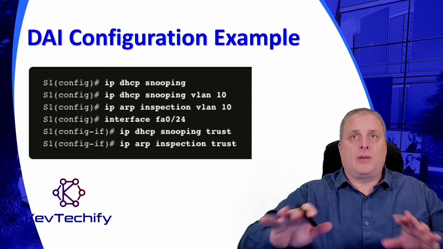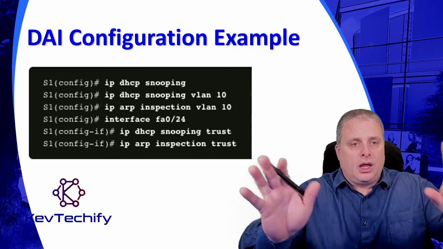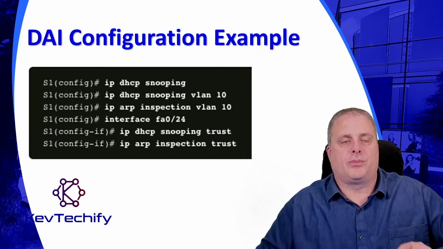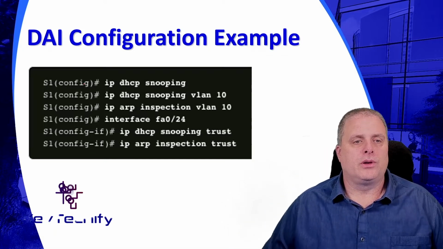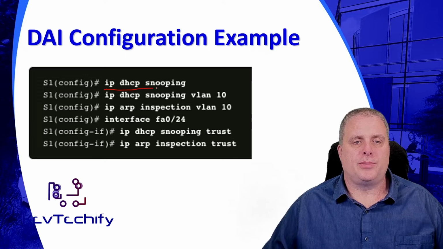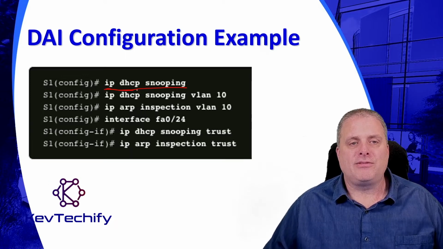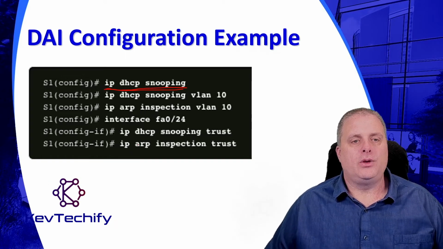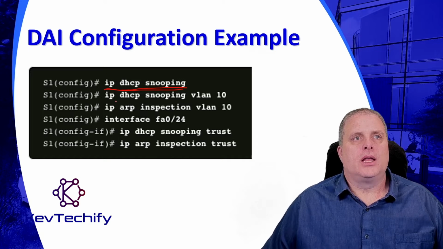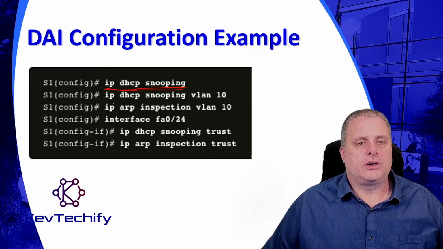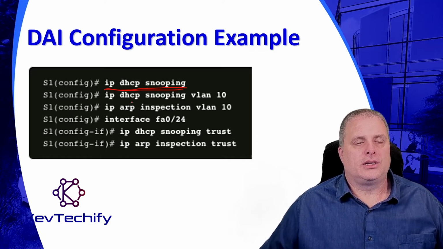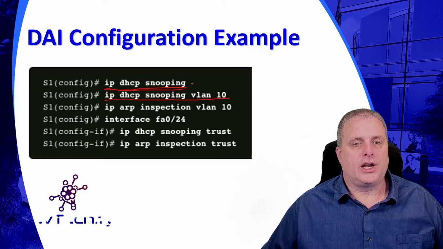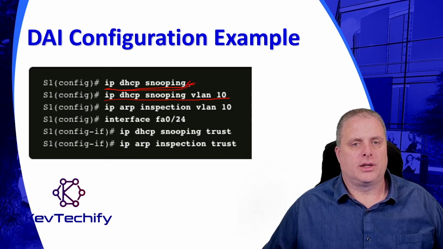Configuring Dynamic ARP Inspection is a couple step process. Here's an example. The first thing we have to do is turn on IP DHCP snooping. You turn it on first, and then you go in and apply it to certain VLANs. First step is we turned it on globally. That's this one. And then we apply it to certain VLANs.